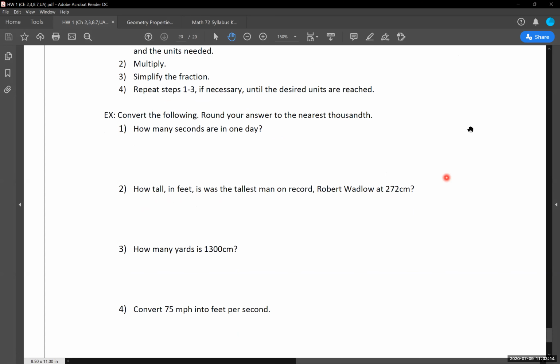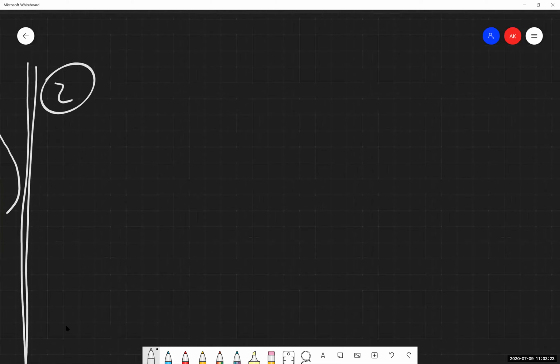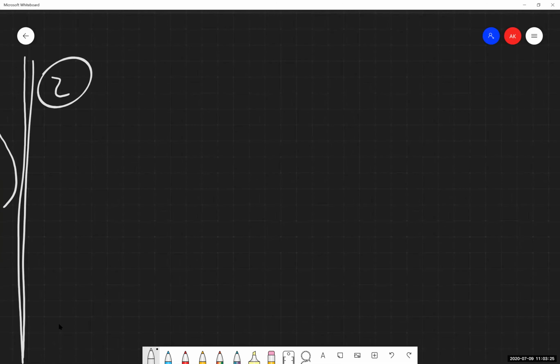We'll go back over to our Blackboard and we'll start working on this thing. So again, first and foremost, before we start writing anything out, we want to identify what units are we starting in, what units are we ending in. We are asked again, how tall in feet is the tallest man on record, Robert Wadlow, at 272 centimeters. So we are starting in centimeters.